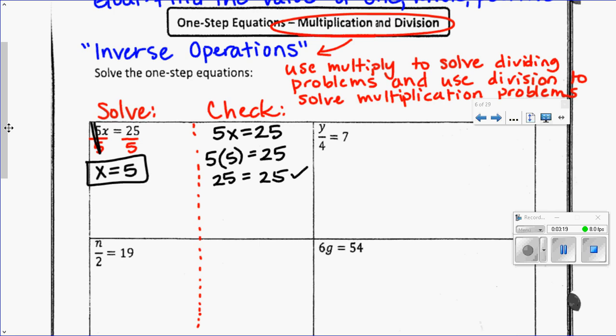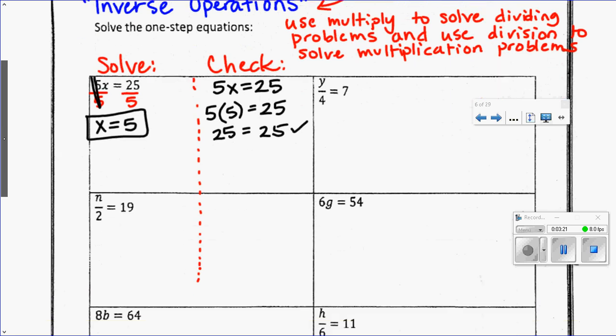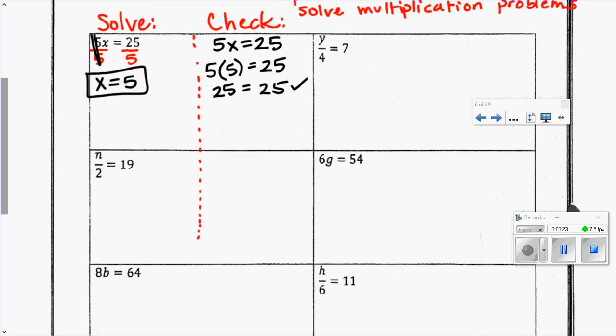Okay, let's move down to a division problem. This division problem says that a number divided by 2 is 19. We're trying to figure out what that number is. You might know what that is based on how I read the problem. But to solve it, what we can do is we can multiply both sides by 2. See, this is divide by 2 here. The inverse, or the opposite of dividing by 2, is multiplying by 2. And this is what it's going to look like. I'm going to multiply this side by 2 and this side by 2.